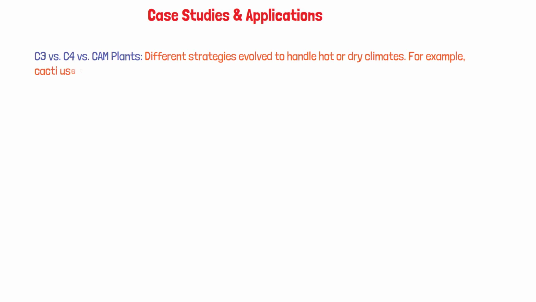Case studies and applications: C3 versus C4 versus CAM plants. Different strategies evolved to handle hot or dry climates. For example, cacti use CAM photosynthesis to conserve water.